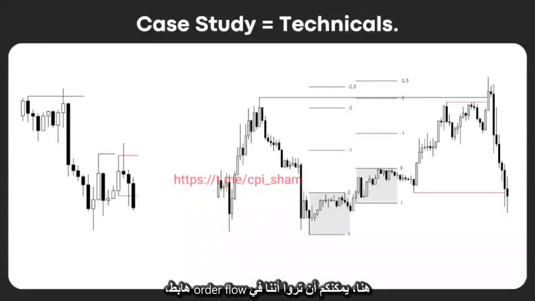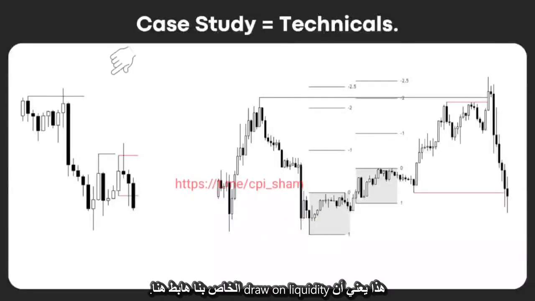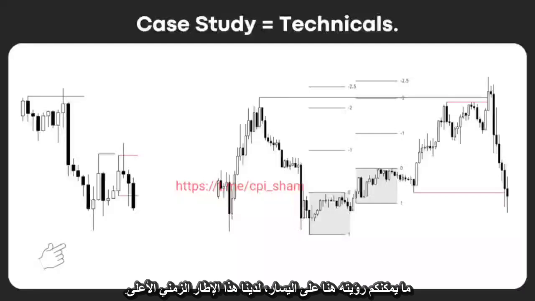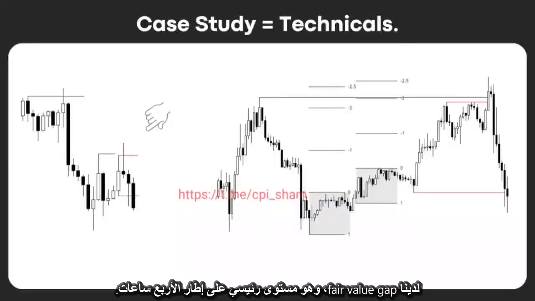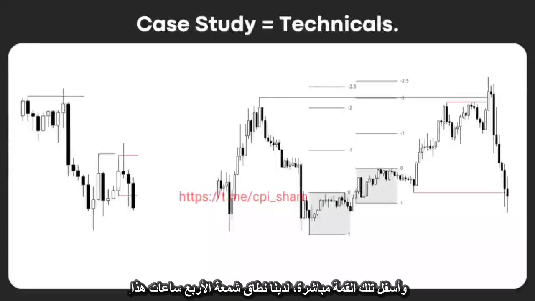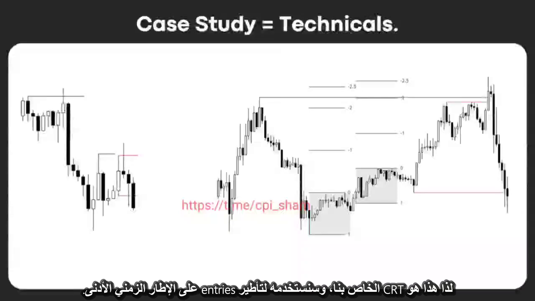Right here you can see that we are in a bearish order flow because we are rejecting above highs and breaking below lows, and that means our draw on liquidity is lower. What you can see on the left is the higher time frame. We've got this high, and just above that high we have the fair value gap, which is our 4-hour higher time frame key level, and just below that high we have this 4-hour candle range. That is a 4-hour candle range because it formed at a key time. So that is our CRT, and we're going to use that to frame entries on the lower time frame.